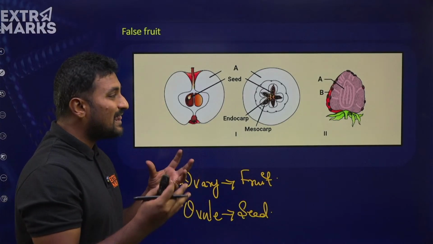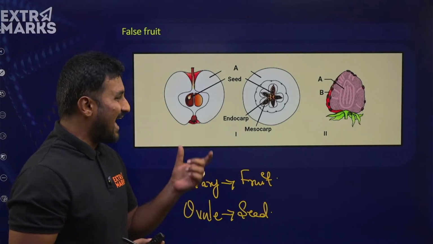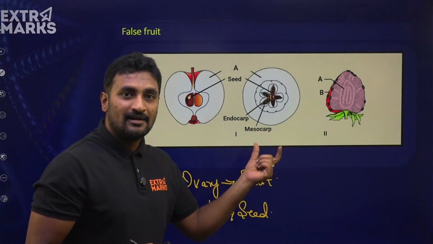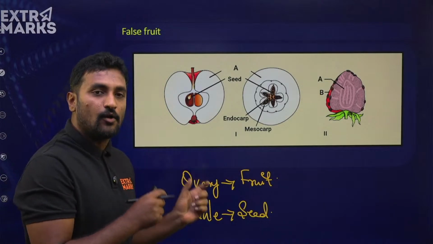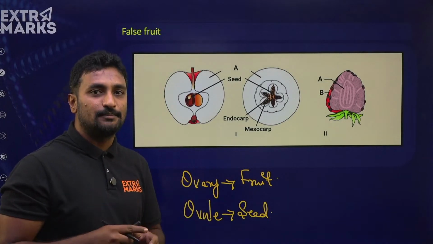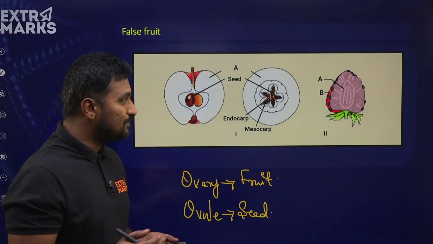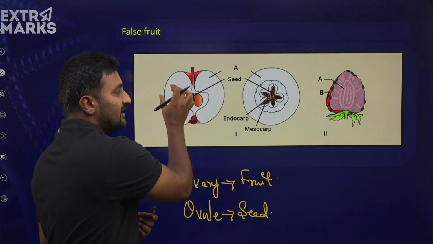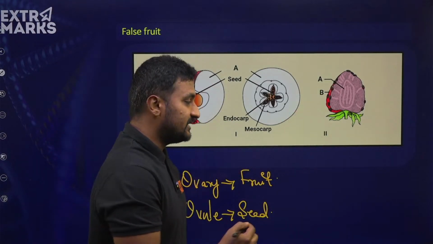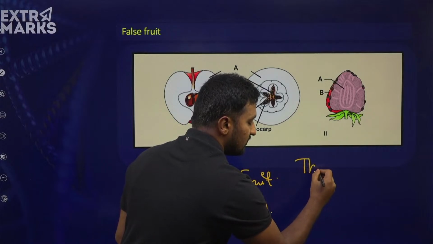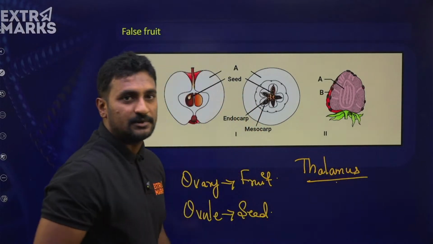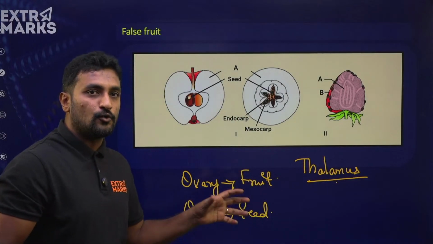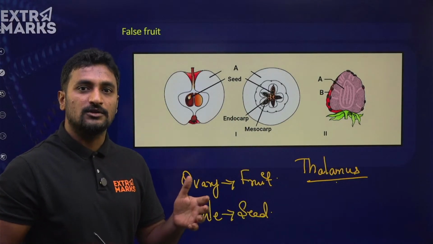Now the simple example we can talk about is apple, strawberry, right? So basically what we are eating in this particular fruit is not an ovary, instead we are eating the other part of the plant. For example, you can see the part where we are eating the pulp, it comes from a structure called thalamus, or we also call this a receptacle. Now this type of fruit is also called false fruit.